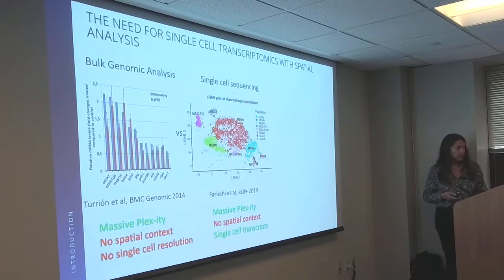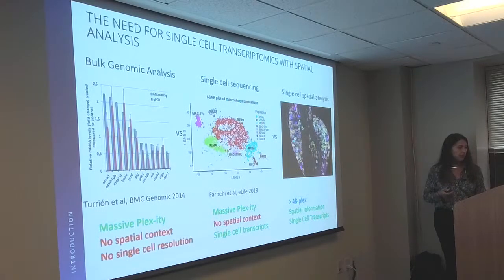Single cell sequencing technology pushed forward, so now you still have massive plexity. You still don't have spatial context because single cell sequencing requires single cell suspension, dissociation of tissue. But you do get single cell transcripts now, so you're slowly starting to resolve a complex tissue back into its fundamental qualities.